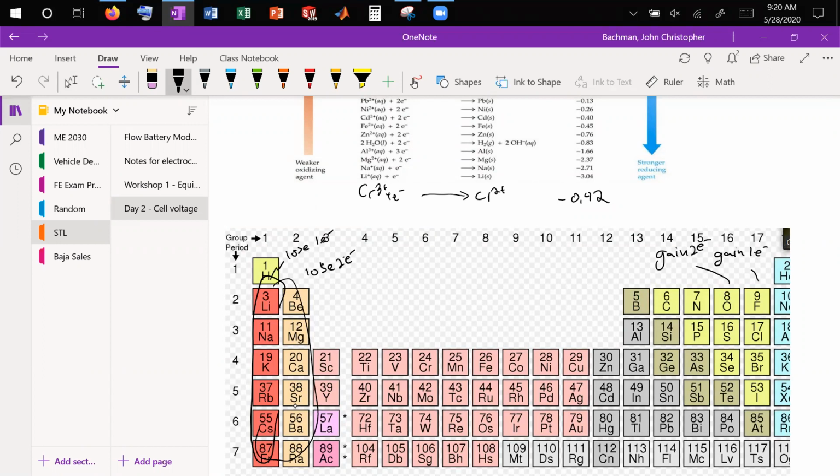And what you'll also see is as you go from left to right, you're going to add charge in the nucleus. And so what you're going to see is those valence electrons will be held tighter. So it pulls harder on valence electrons.